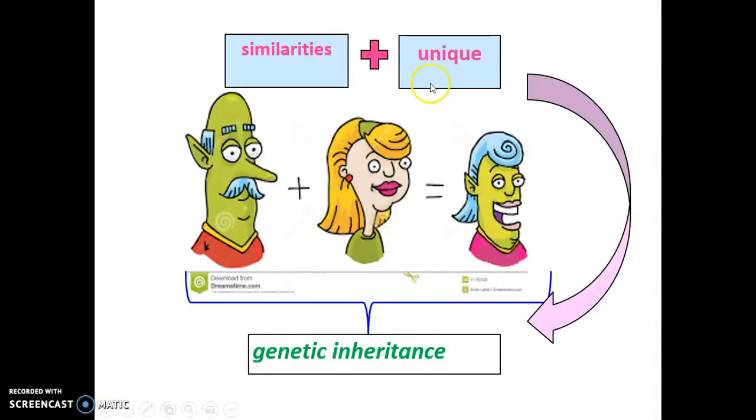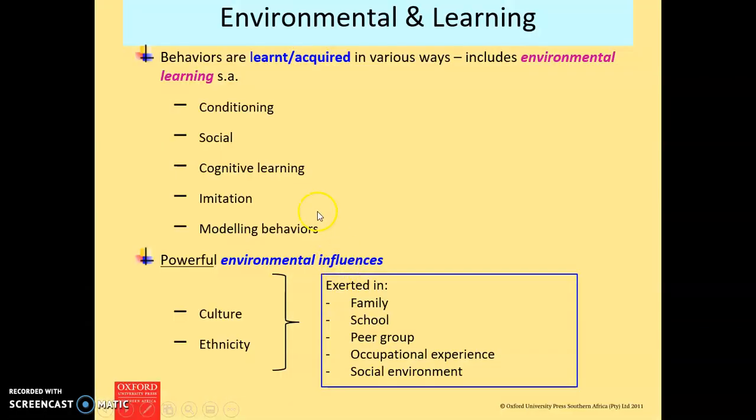So here I put in this slide the similarity in us that we share from our parents, and the uniqueness that we have. That means individual differences. Even though we have siblings, for example, they are coming from the same parents, mom and dad. We share similarities with our siblings, but we are different from our siblings. That's the uniqueness in us. So this is actually based on genetic inheritance.